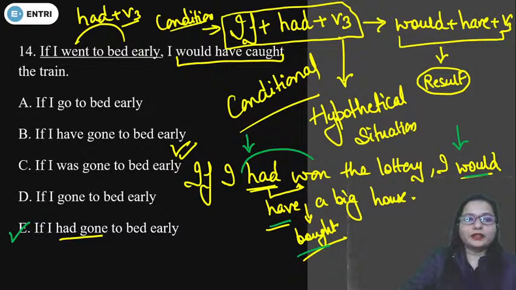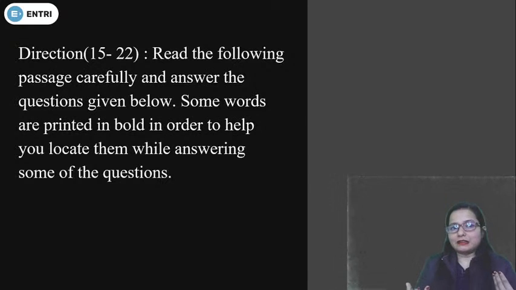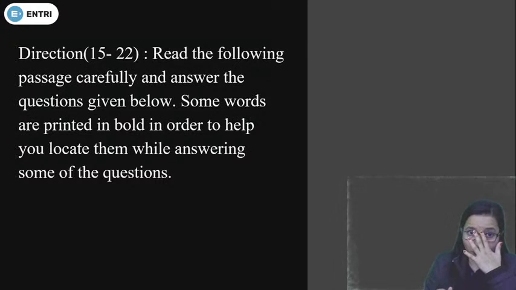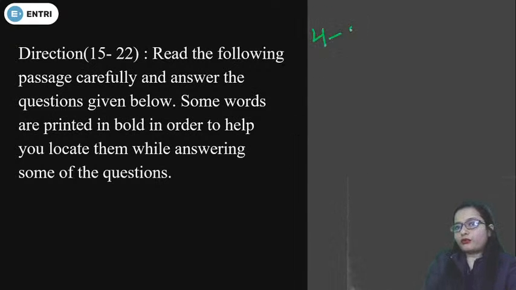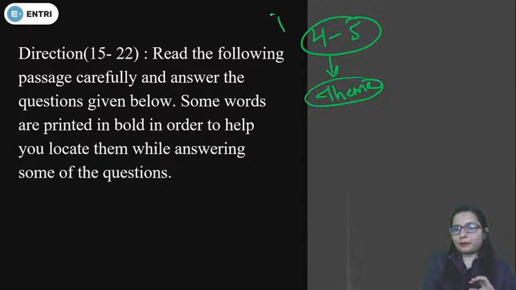Okay, all right. The next question we have is based on a reading comprehension passage. So you have a passage and with this passage you have some questions. So what is the trick or the strategy to attempt passages? Just read 4 to 5 lines. Okay, 4 to 5 lines of the passage, skim through the passage so that you can get an idea about the theme of the passage. Okay, this is the first step. Read 4 to 5 or maximum 6 lines of the passage so that you can get the idea about the theme.